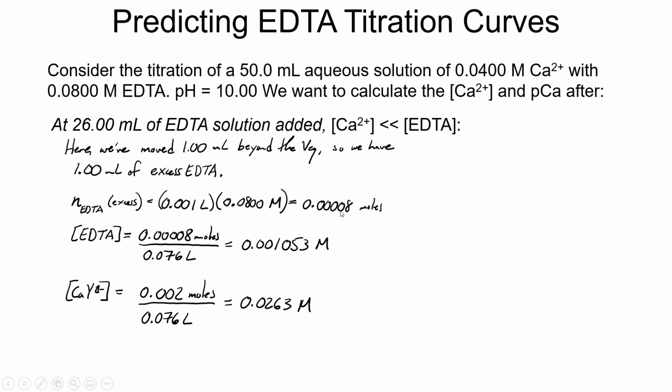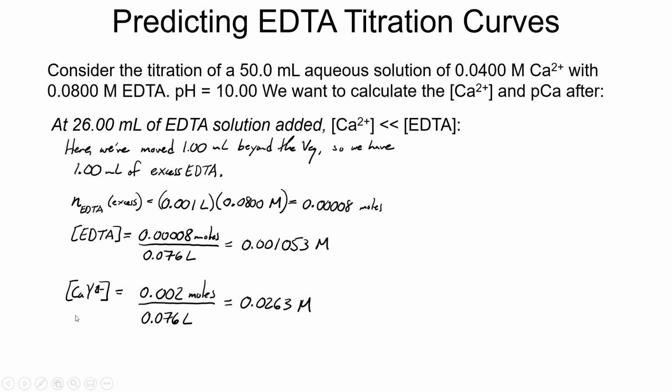As a result, we've added 8 times 10 to the negative fifth moles of excess EDTA. If we want to know the concentration of the excess EDTA, we take that number of moles and divide by the total solution volume, which is 26 mL plus the 50 mL of unknown that we started with, a total solution volume of 76 milliliters, or 0.076 liters, giving us an excess EDTA concentration of 1.05 times 10 to the minus third molar. This is going to be an important number. I'll show you how to use it in a second.